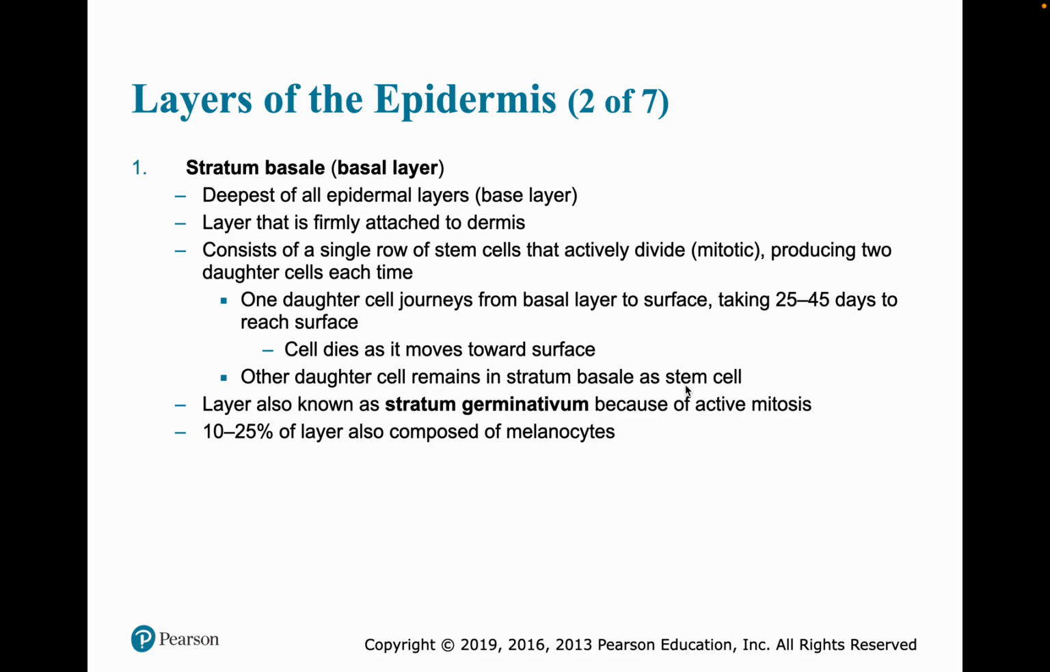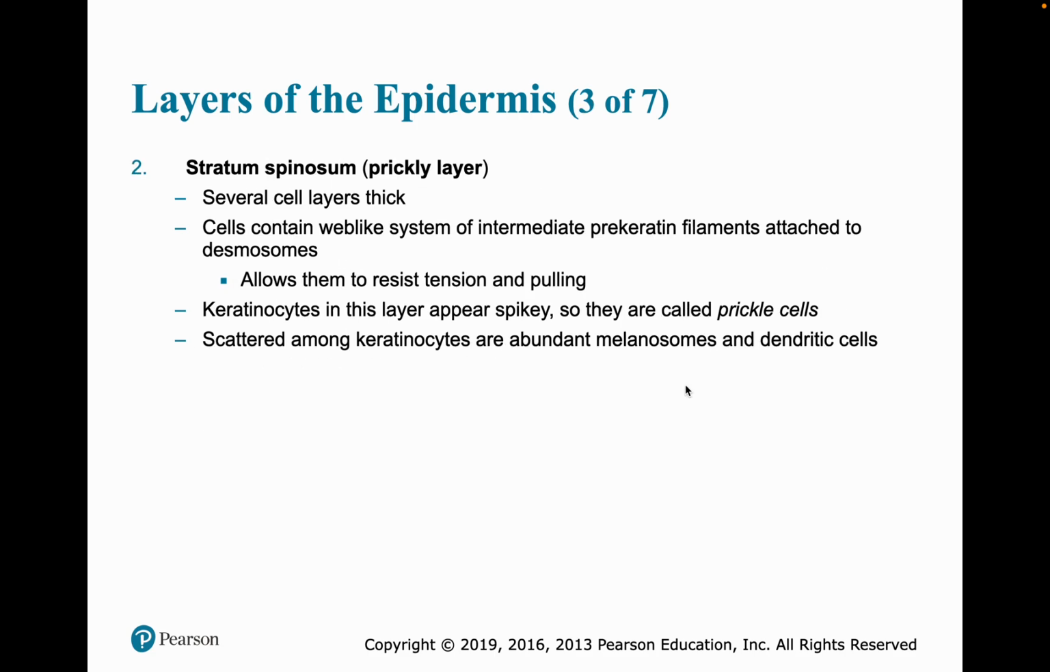So this layer is also sometimes referred to as the stratum germinatum because it's where active mitosis or germination is occurring. About 10 to 25% of that layer is also melanocytes that produce the melanin for us.